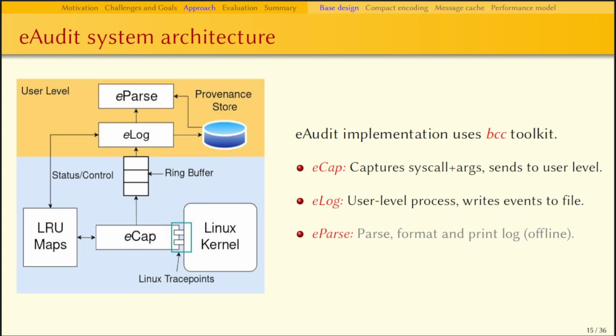So let's discuss a straightforward system architecture we can design around eBPF, and we call it eAudit. So we can have a module that captures system call arguments from the Linux kernel and then sends these records directly to the user level. And then a user level process will then write these events to file.